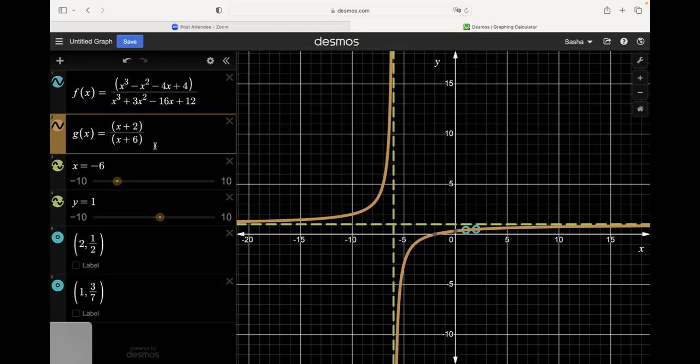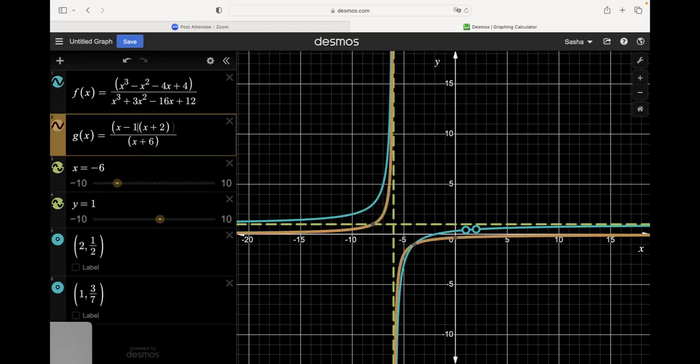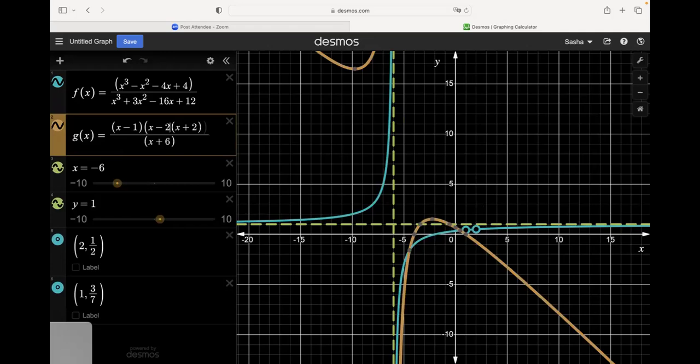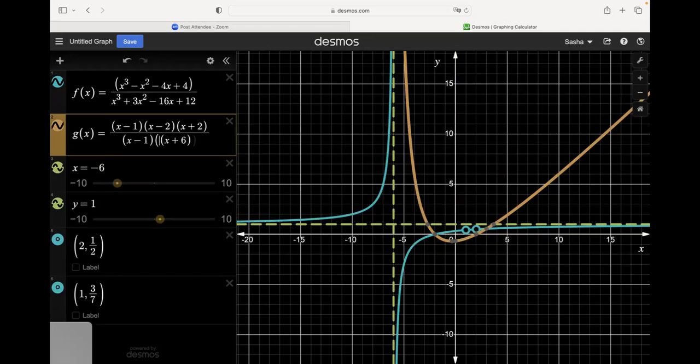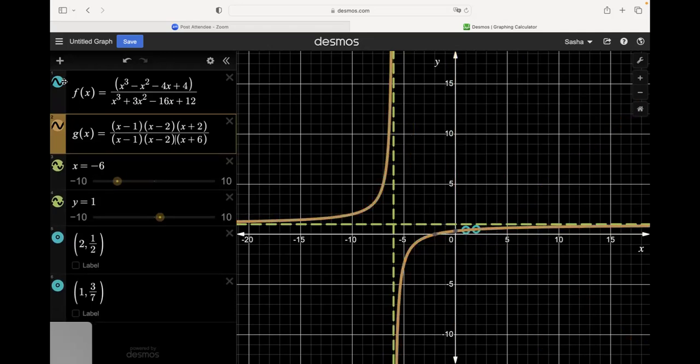But I do want you to notice that even when I include those factors that are equal to 0 in the numerator and denominator, Desmos.com has a tendency to graph this without omitting those 2 points, the points x equals 1 and the corresponding limit, x equals 2 and the corresponding limit, even when the function is undefined there. You have to be careful. The graphing calculator may give you a misleading picture.